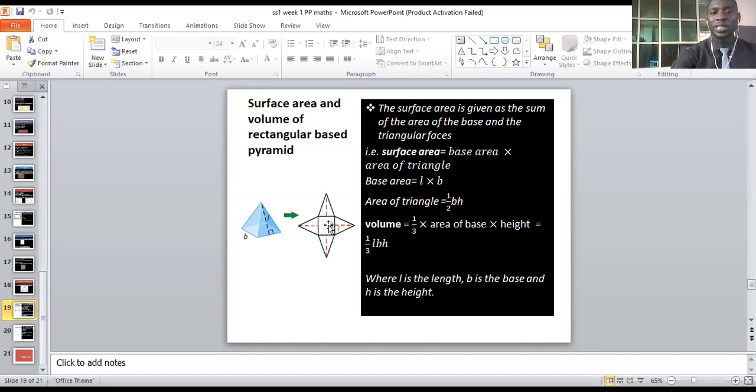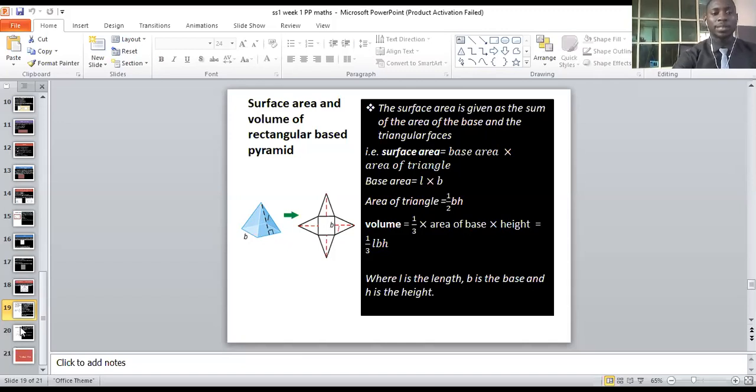While the volume is given as 1/3 times the area of the base, which is length times breadth, times the height. You can see this dotted line indicates the height. Where L is the length, B is the breadth, and H is the height.